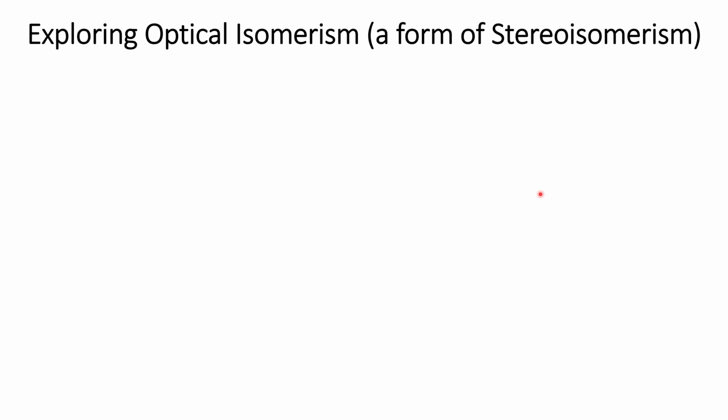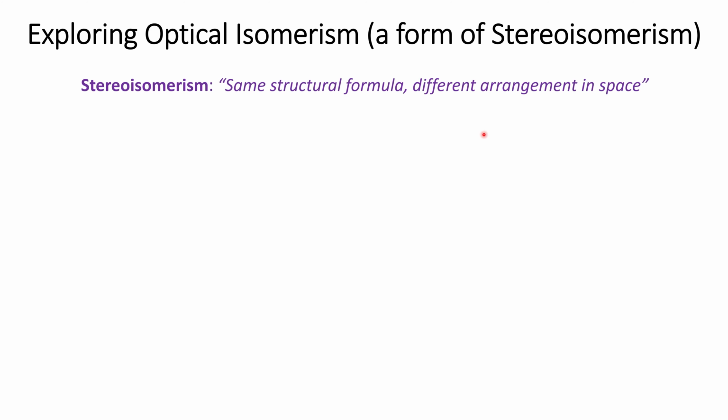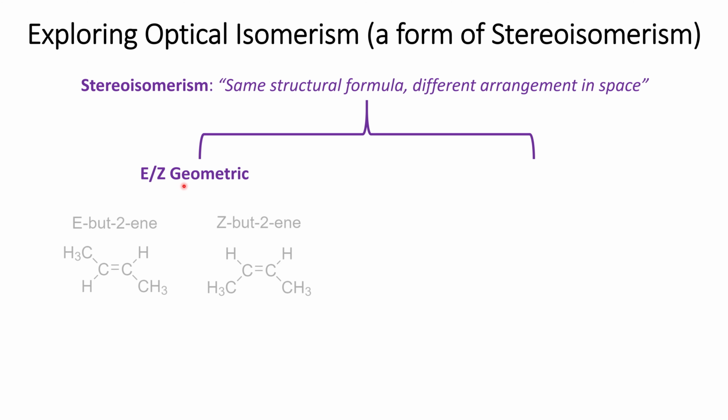Nucleophilic addition reactions are of particular interest in A-level chemistry because they introduce you to the concept of optical isomerism, which is a form of stereoisomerism. You should have seen stereoisomerism before and know its definition: compounds with the same structural formula but a different arrangement in space. The type of stereoisomerism you'll likely have seen before is E/Z or geometric stereoisomerism. This is the type that's associated with alkenes.